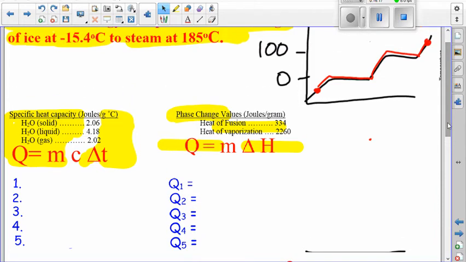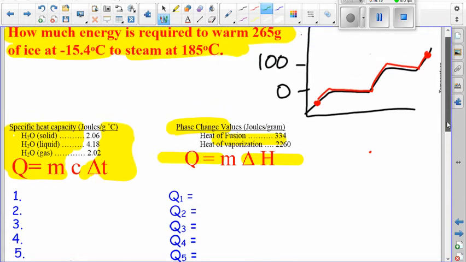So, the first thing we need to do is go through this section of the graph right here. So we're going from negative 15.4 up to 0. Yes, sir? This is just notes, and then right after this problem, we'll be back in the packet. Okay. Yep, good question. So we need to go from negative 15.4 degrees solid ice to 0 degrees solid ice, because that's where we hit a turn in the graph, okay?